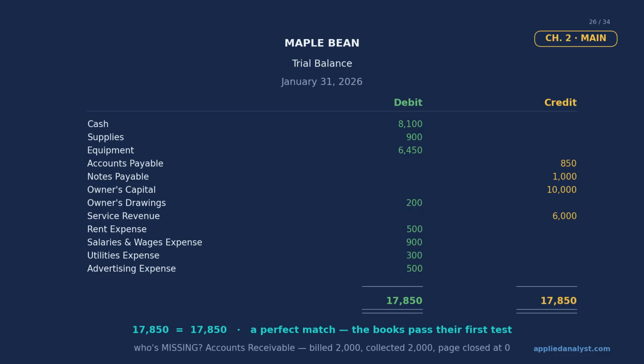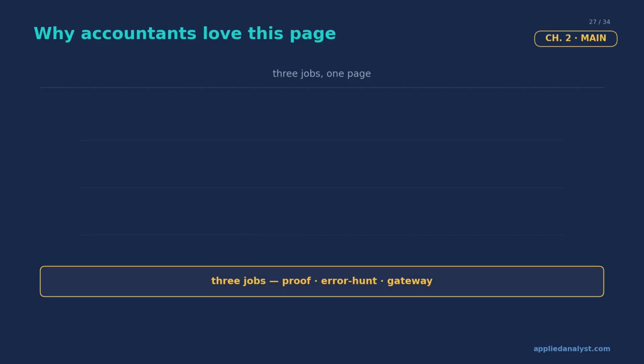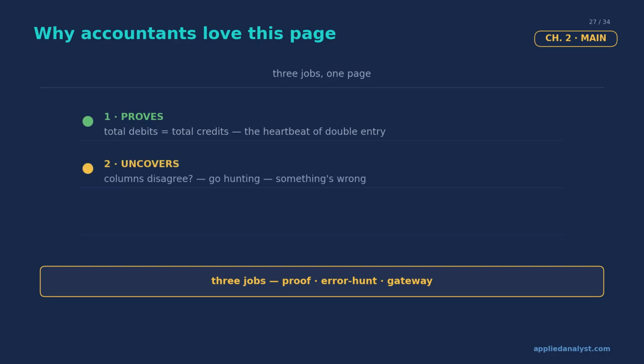And notice who's missing. Accounts receivable, billed $2,000, collected $2,000, the page closed at 0, so it has nothing to report. Every number here traces back to an entry you can point to. Why do accountants love this page? 3 reasons. 1. It proves total debits equal total credits, the mathematical heartbeat of double entry. 2. It helps uncover errors. If the columns disagree, something went wrong in journalizing or posting, and you know to go hunting. 3. It's the required first step toward the financial statements you met in Chapter 1. No trial balance, no income statement.